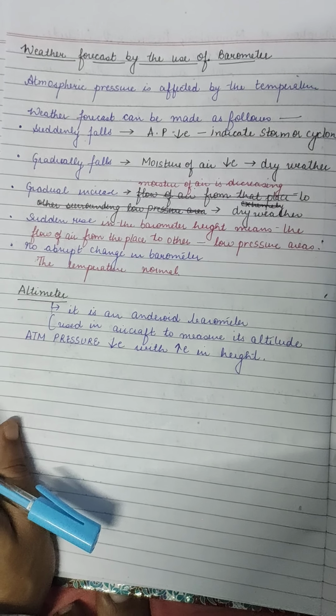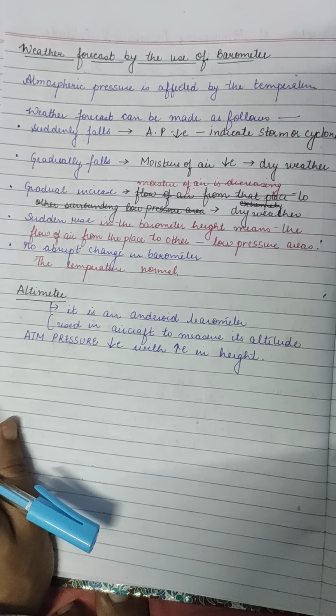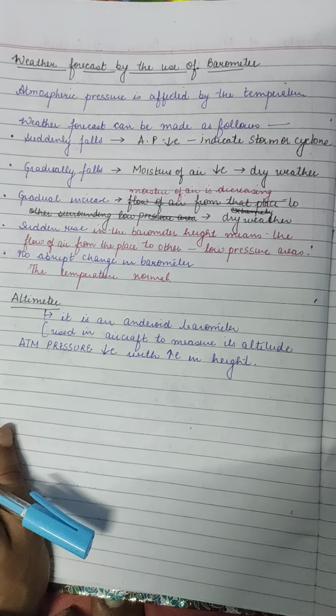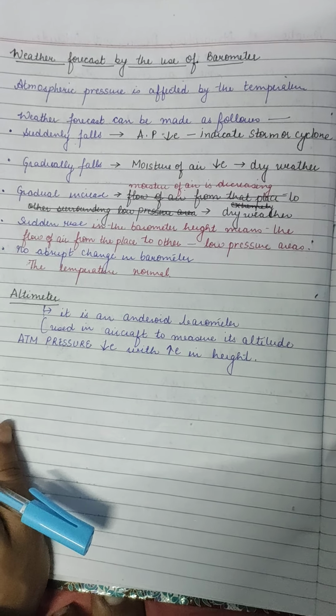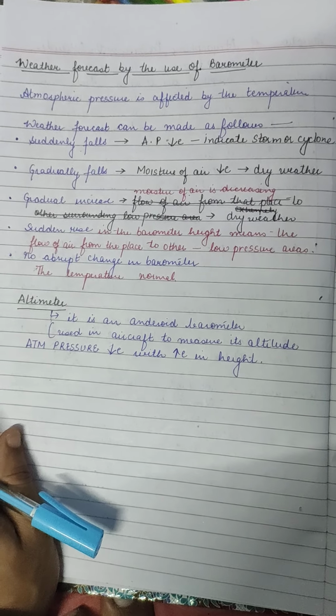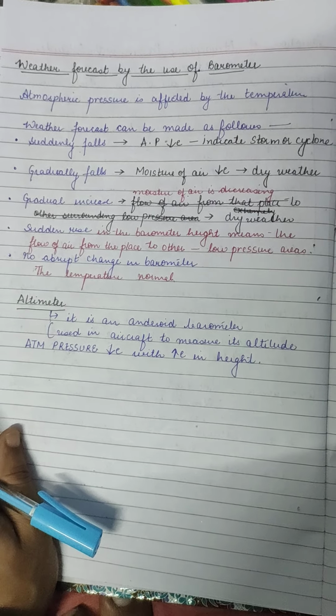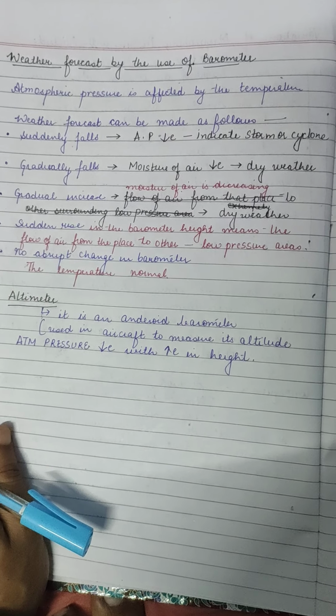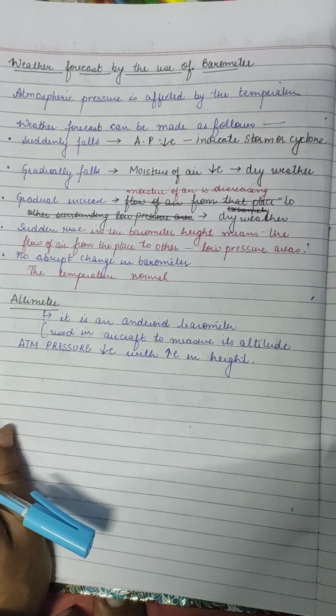A sudden rise in the barometer height means the flow of air from that place to the other surrounding low pressure areas. It is moving towards the low pressure area, so this indicates the coming of extremely dry air. Next, a gradual increase in the barometer height means the moisture in the air is decreasing, so dry weather.